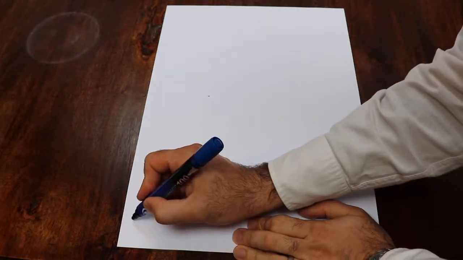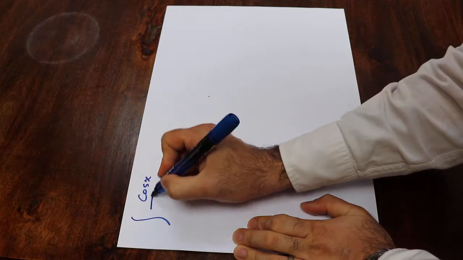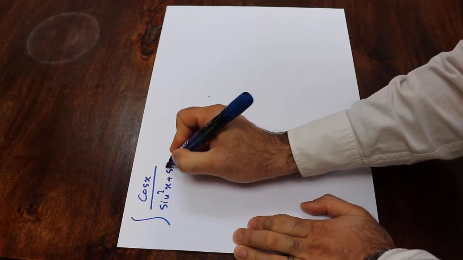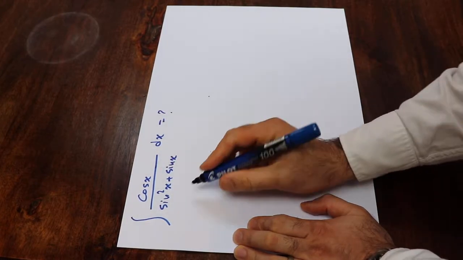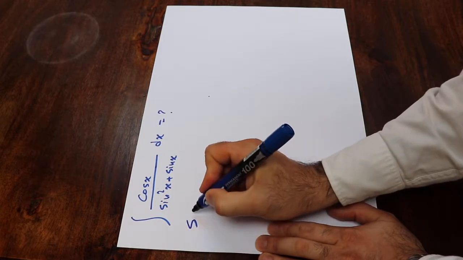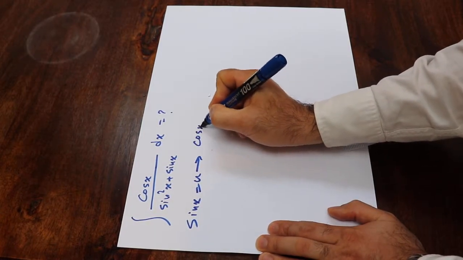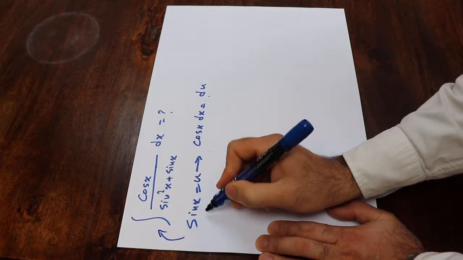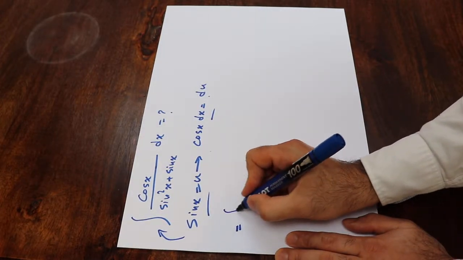Hello, today I'm going to show you how to calculate the integral of cosine x divided by sine 2x plus sine x dx. Okay, so here if I define sine x as u, therefore cosine x dx will be equal to du.